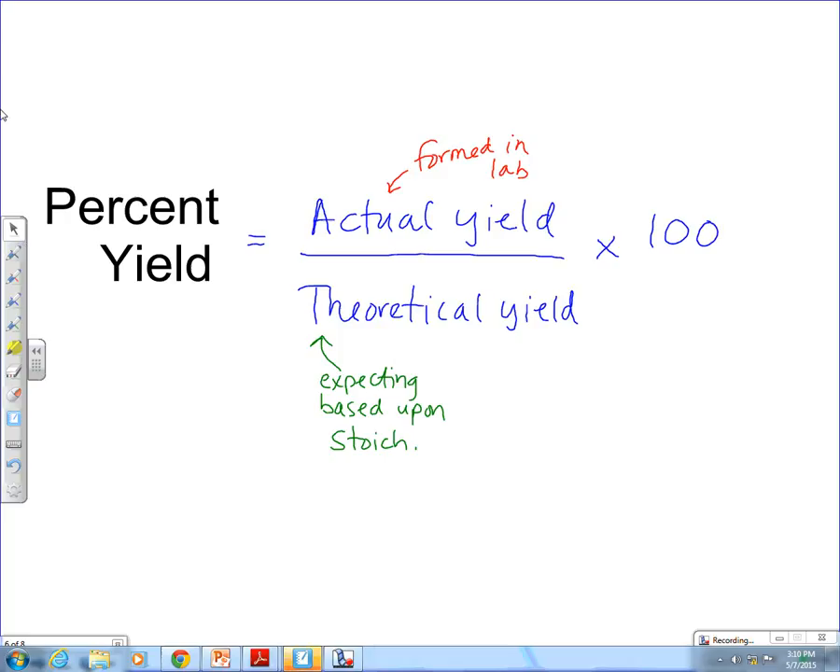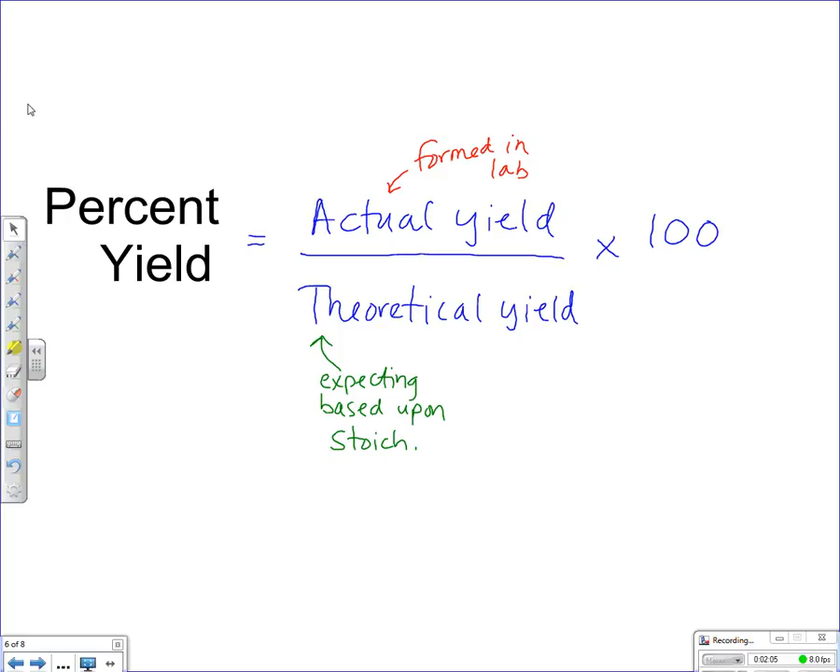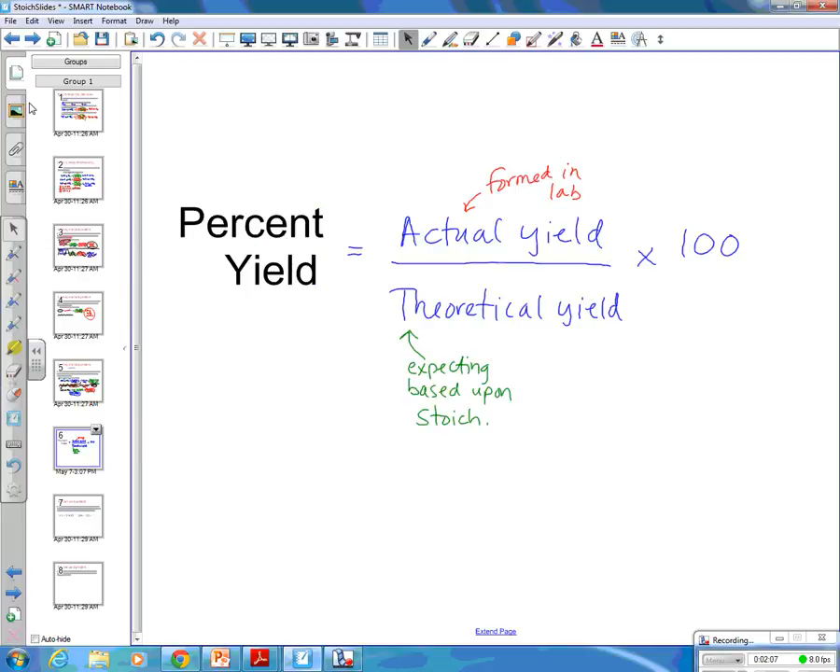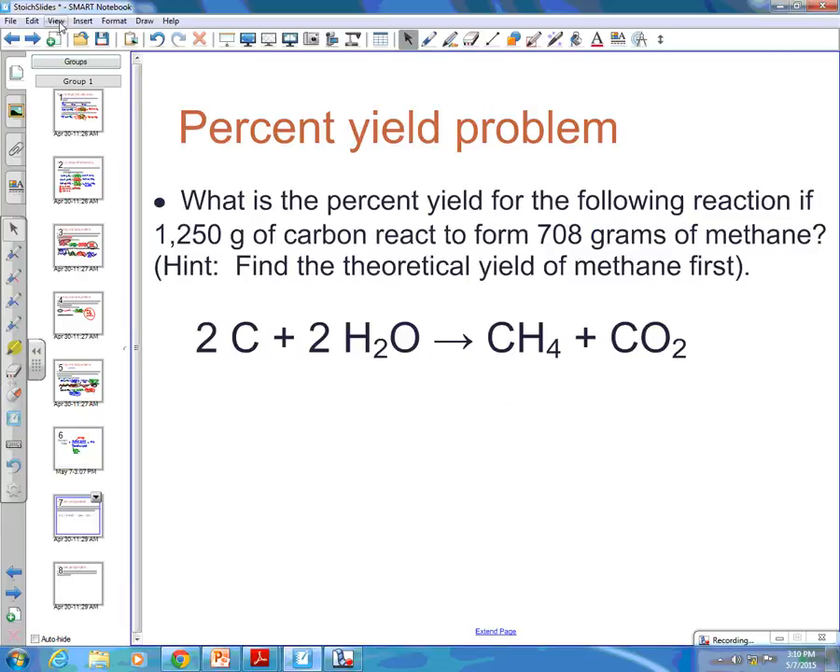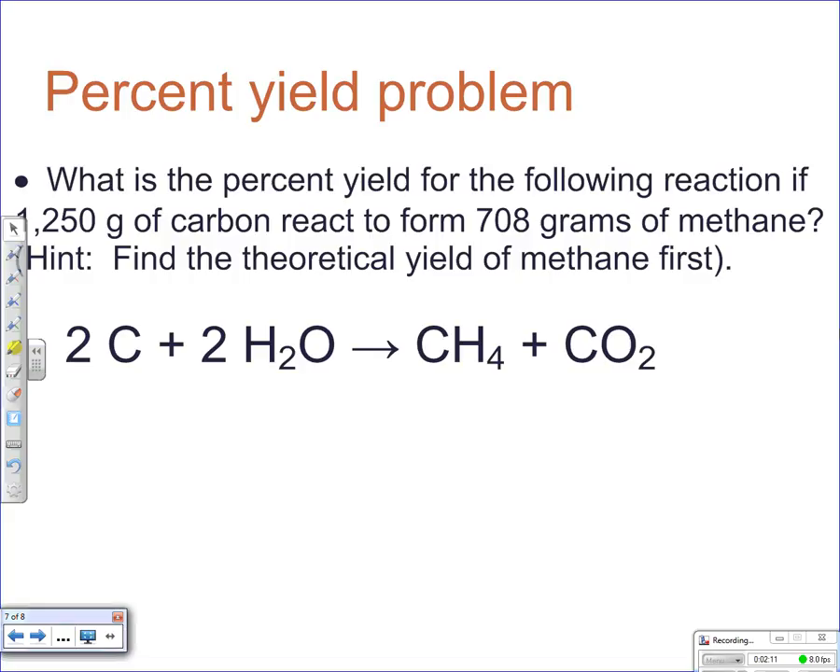Now let's take a look at a math problem based upon percent yield. The question is, what is the percent yield for the following reaction if 1,250 grams of carbon react to form 708 grams of methane? And the hint is find the theoretical yield of methane first.